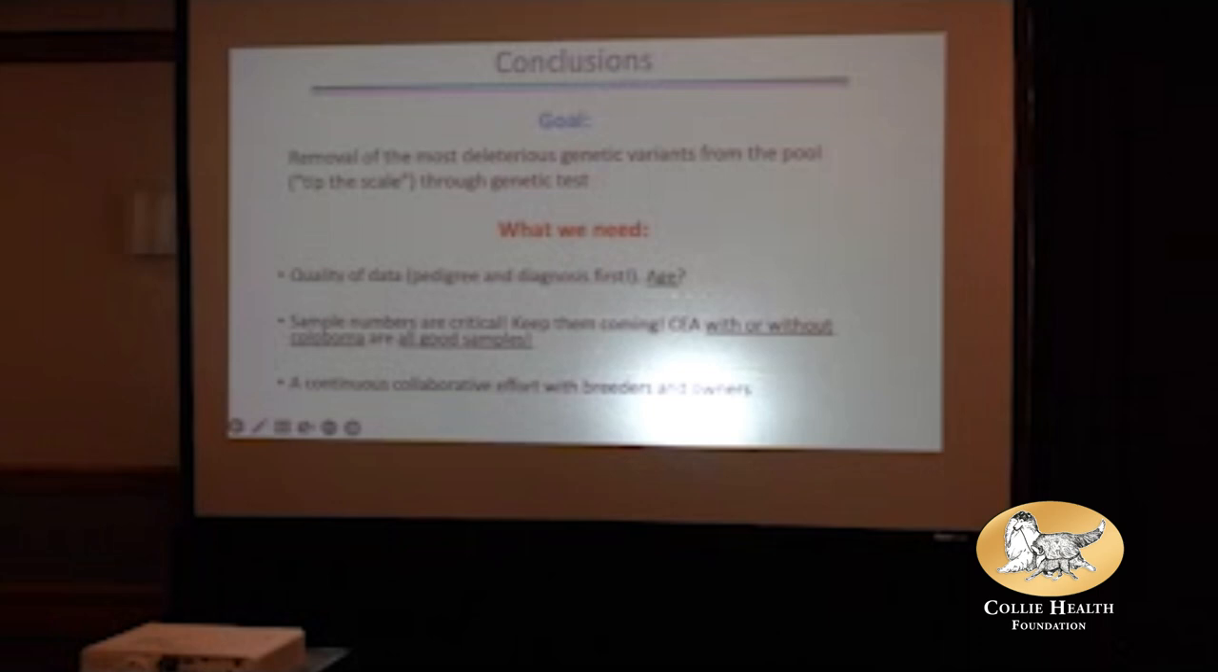Then the sample number is absolutely critical, and I really ask you to keep them coming. And also, I talked with people these two days, and I think that for someone there was a misconception that we were only hunting for Coloboma samples. Absolutely not. We hunt for both Coloboma and Collie anomaly without Coloboma, because they are the two parts of our association study, of our experiment.